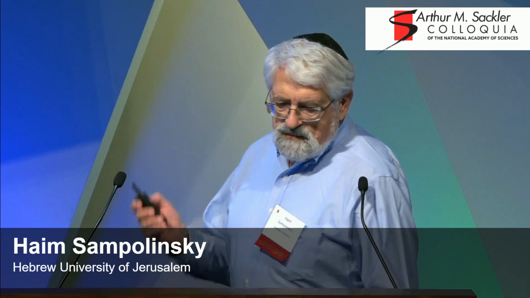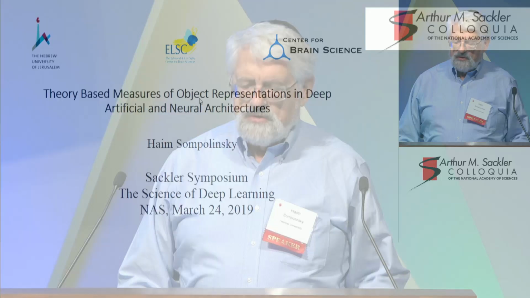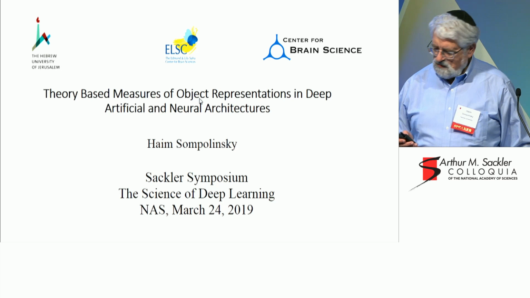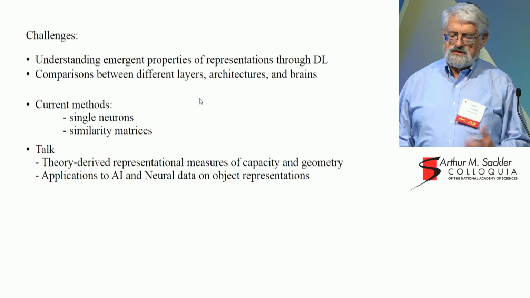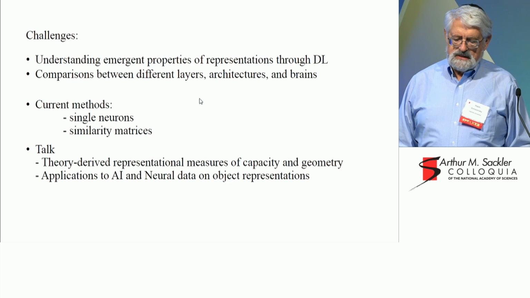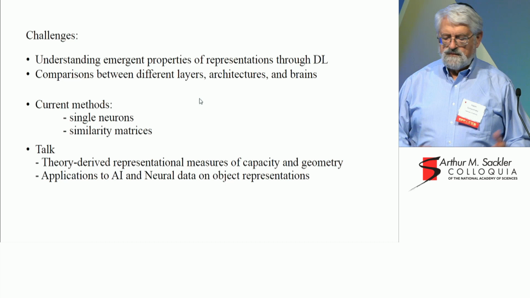I'm going to talk about ideas and results on how to measure object representations in deep artificial and neural architectures. The challenge I'm going to discuss is how to understand the properties that emerge from deep learning, particularly the representational properties. How can we devise methods that can compare properties of representations across different layers, different architectures, artificial and natural brains, etc.?